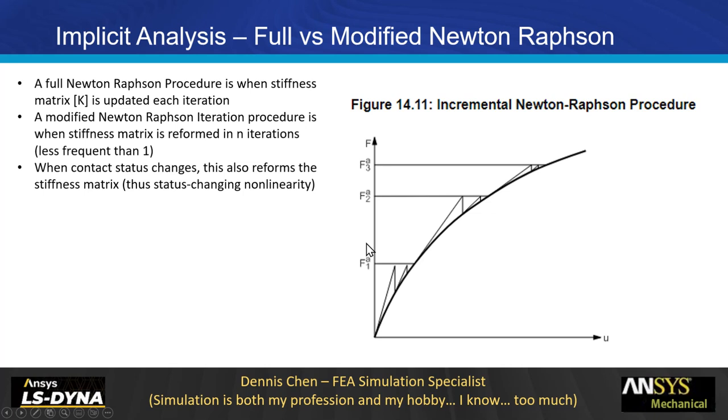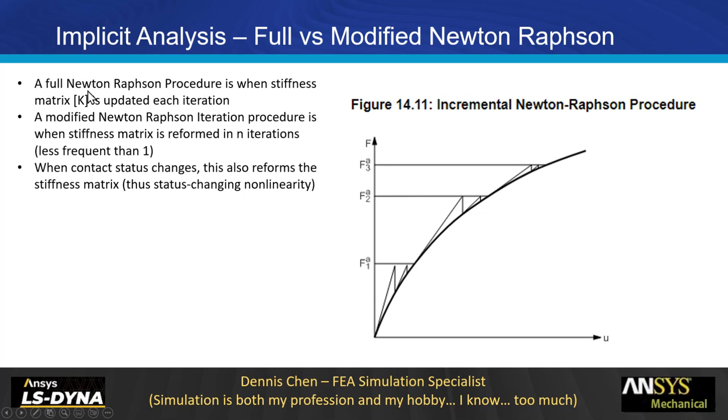Now, the idea of a full Newton versus a modified Newton-Raphson iteration procedure is really just how many times the stiffness matrix gets reformed within that process. They call it a full Newton when the stiffness matrix reformation happens once per iteration, and if it's modified, it means it happens one time per n iterations. So that could be something that's not happening once per iteration, and that's in essence a full Newton-Raphson iteration.